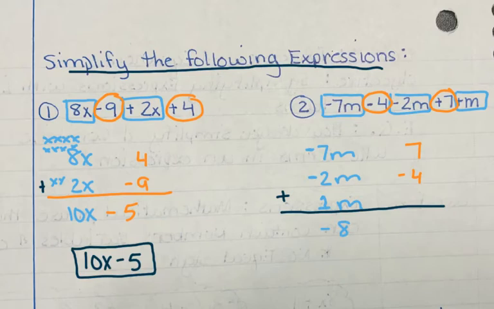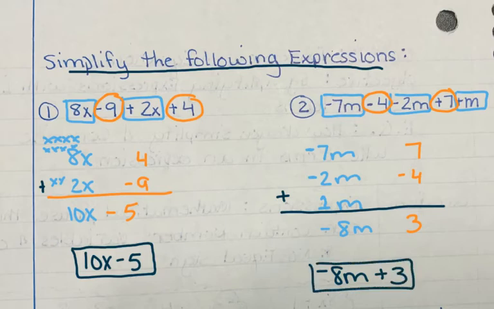Over here, I have 7 plus negative 4, so that's going to give me a positive 3. So now, this one simplifies to negative 8m plus 3. The reason this right here becomes a plus 3 is because it's a positive. You need to recognize that negative and positives are also the same as minus and plus, or a subtraction sign and an addition sign. Those mean the same thing. So when I see a positive 3, that really means plus 3.